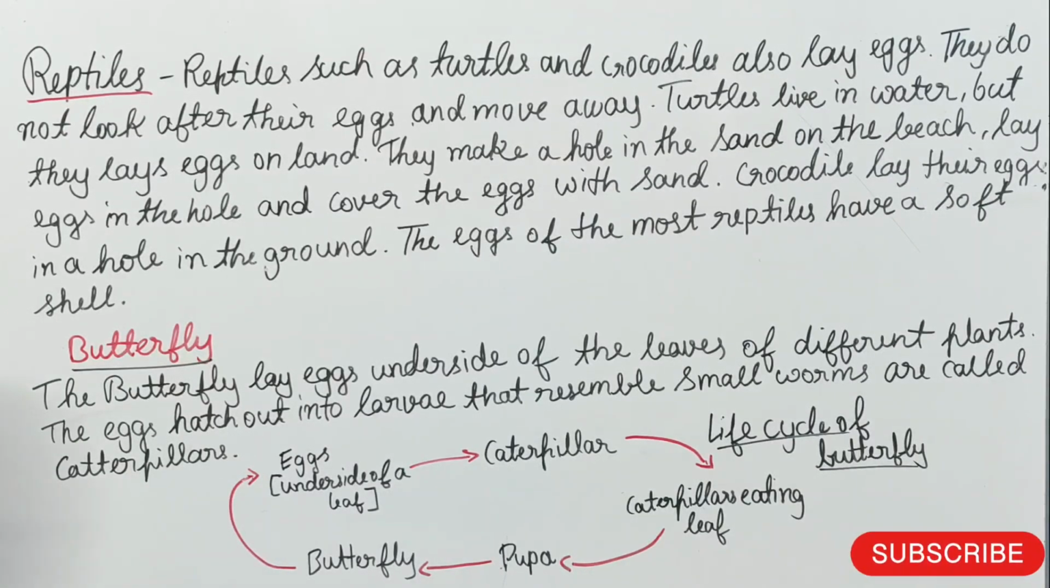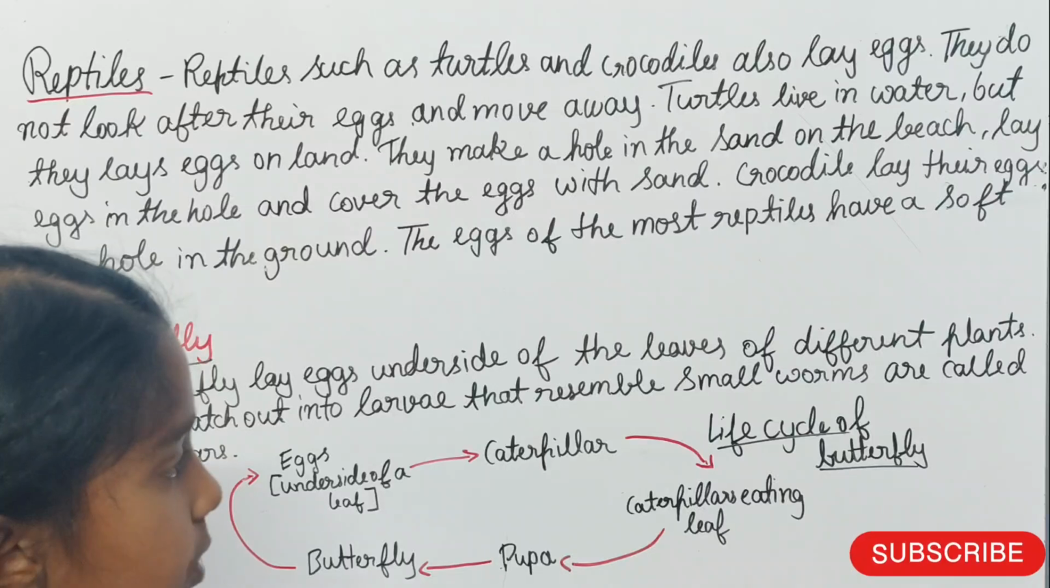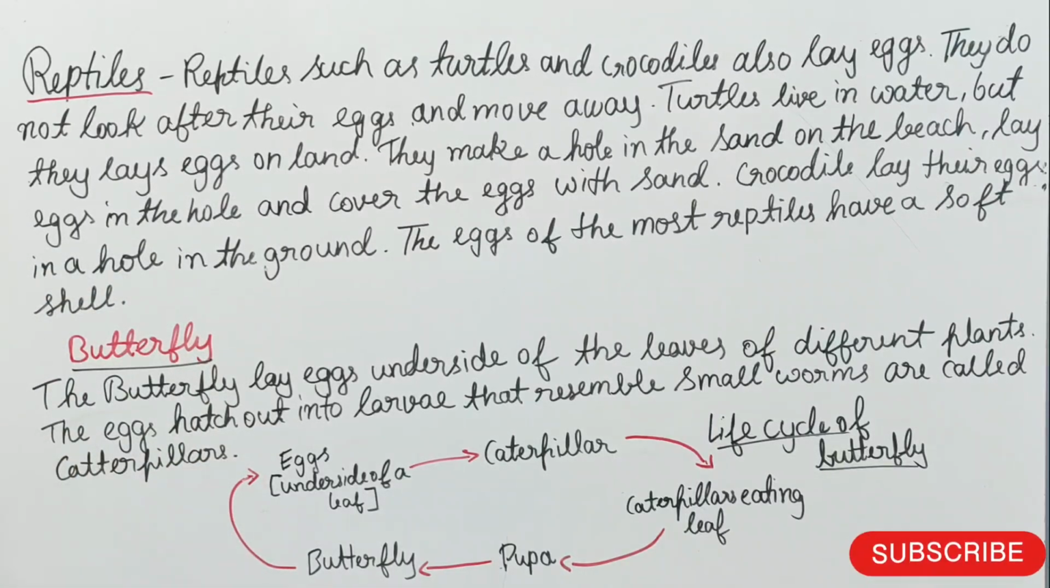The eggs hatch out into larvae that resemble small worms, called caterpillars. जो eggs होते हैं वो hatch होते हैं, जैसे कि वो टूटते हैं, और टूटने के बाद उससे छोटे छोटे लार्वे निकलते हैं. वो लार्वे स्मॉल वर्म्स की जैसे होते हैं, उसे बोलते हैं कैटरपिलर.